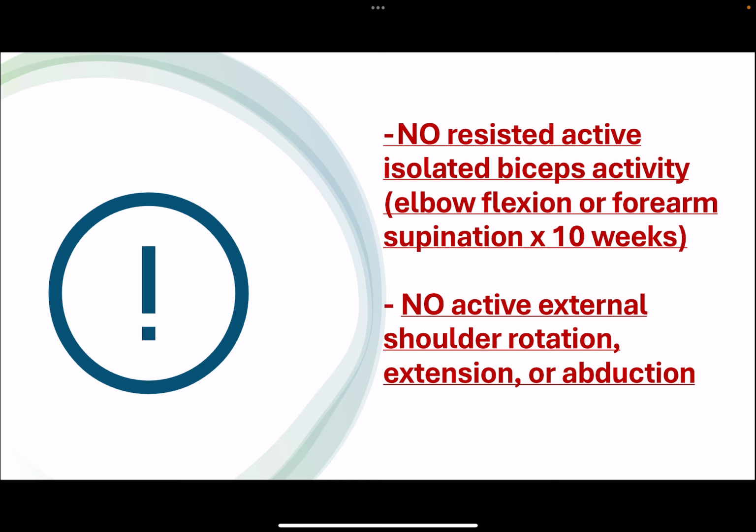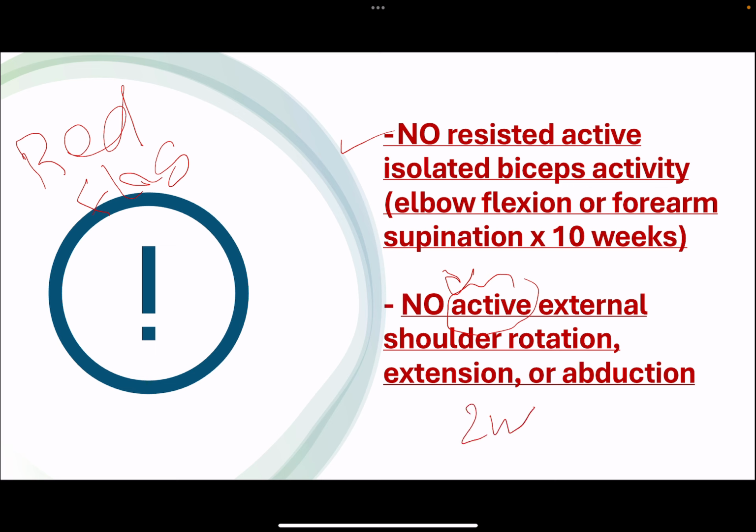In the first 10 weeks, it is a red flag. Avoid it. No resisted, active, isolated biceps activity, elbow flexion or forearm supination in the first 10 weeks. No active external shoulder rotation, extension, or abduction. I said active in the first 2 weeks, and we will discuss it in the next slide.